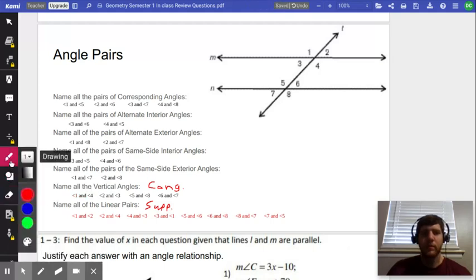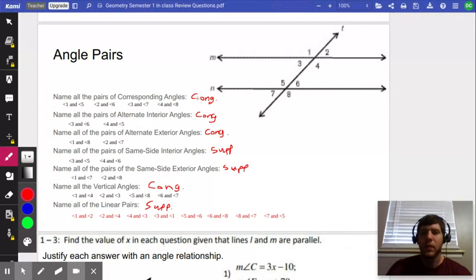Okay, and then if the lines are parallel, your corresponding angles are congruent. Right, your alternate interior angles would be congruent if the lines are parallel. Your alternate exterior angles would be congruent. Your same side interior angles would be supplementary. And your same side exterior angles would be supplementary as well.